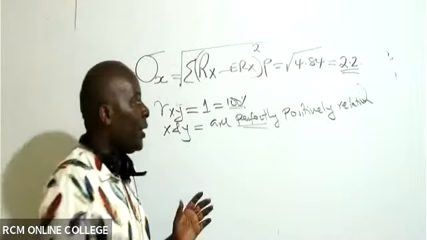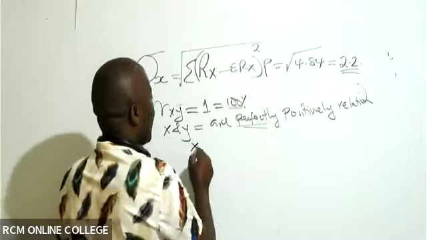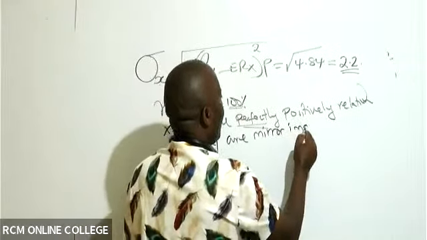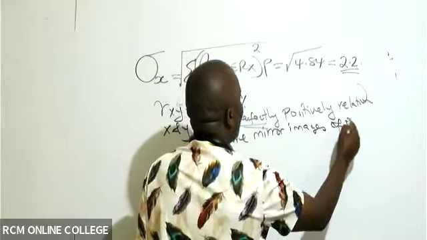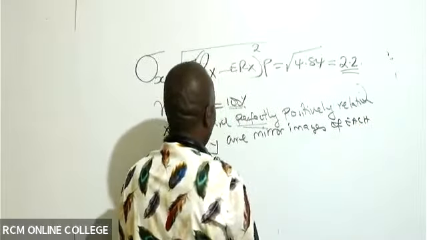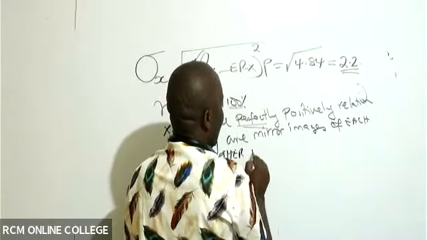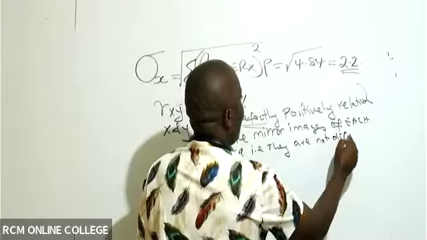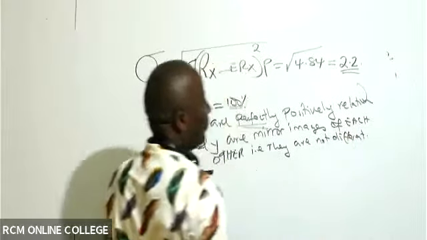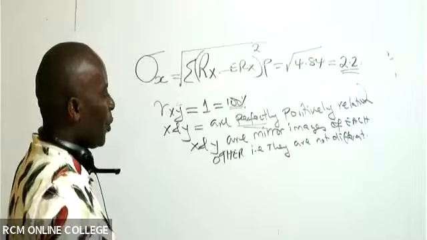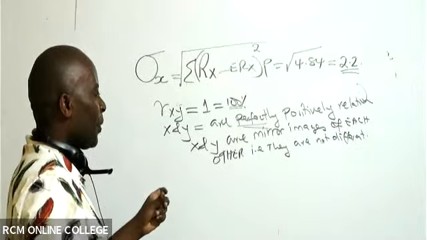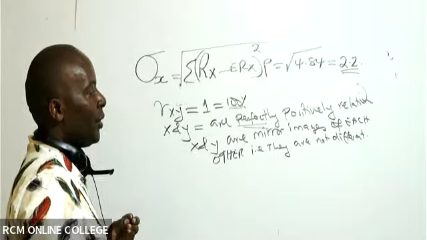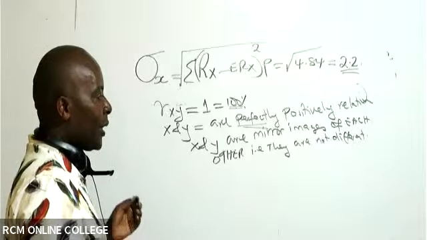This means that X and Y are mirror images of each other, i.e. they are not different, because the relationship is perfect. They are Siamese twins. They are not different. What does that mean, ladies and gentlemen?